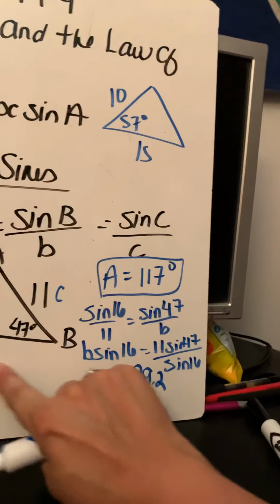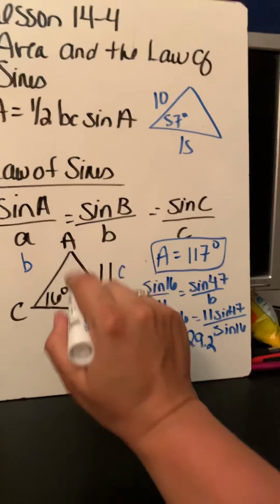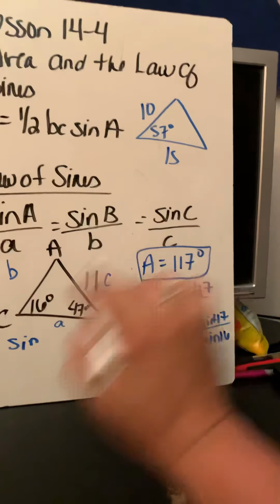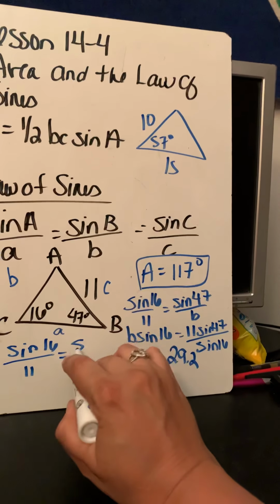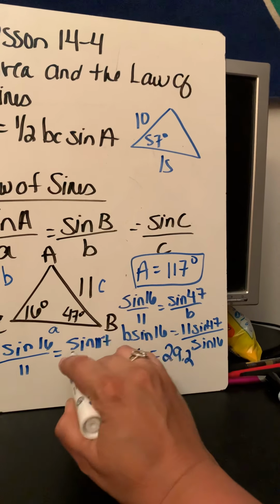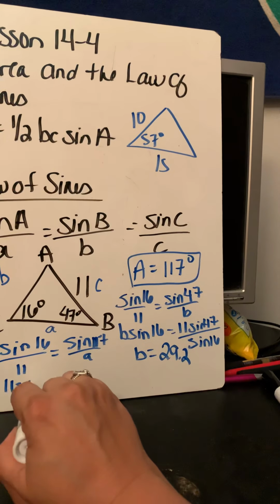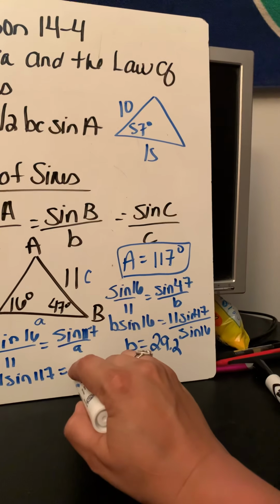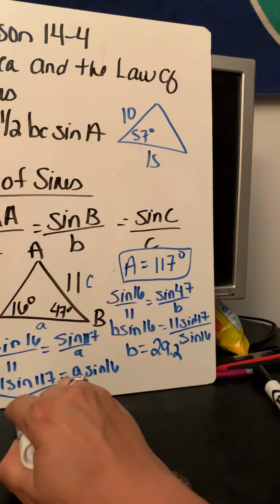Okay, let's find little a. No, you cannot do the Pythagorean theorem because these are oblique triangles. They are not right triangles. So let's find a. I'm going to go ahead and use c again because you can. All of them are equal to each other. So sine 16 over 11 equals sine 117 over little a. Cross multiply. 11 sine 117 equals a sine 16, divided by sine 16.